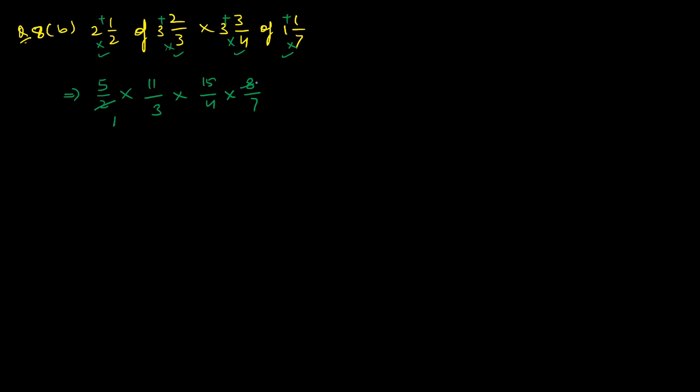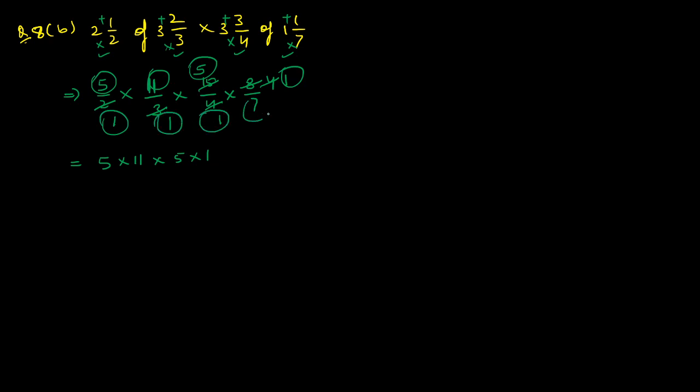So 2 ones are 2, 2 fours are 8. Okay. 3 ones are 3, 3 fives are 15. 4 ones are 4, 4 ones are 4. So finally 5 into 11 into 5 into 1. This is 11. And 1 into 1 into 1 into 7 in the denominator.